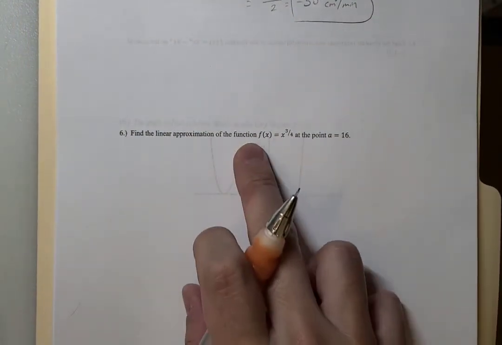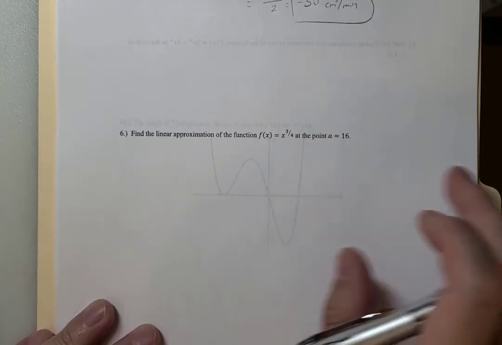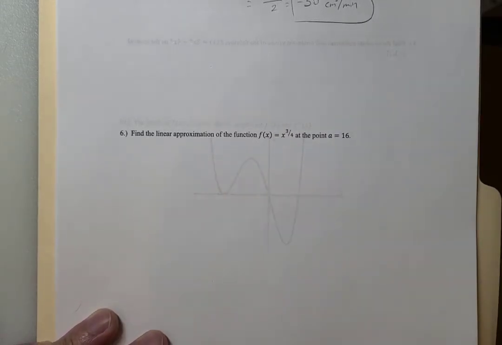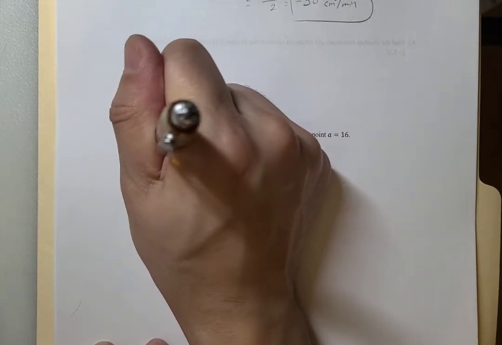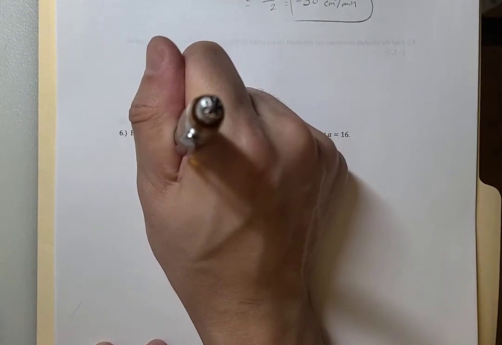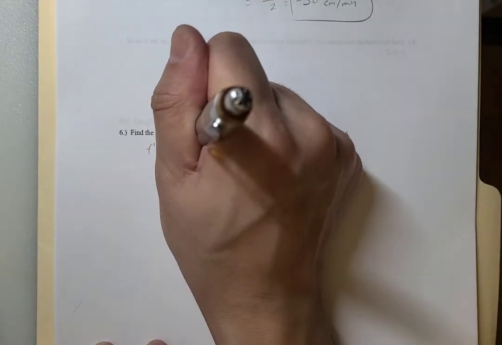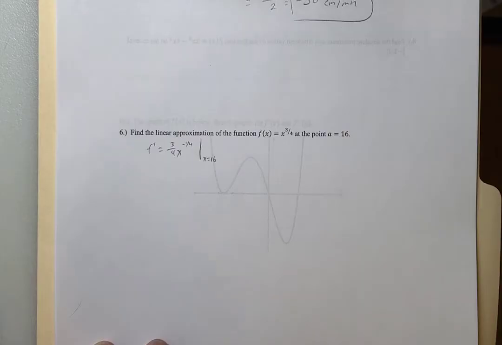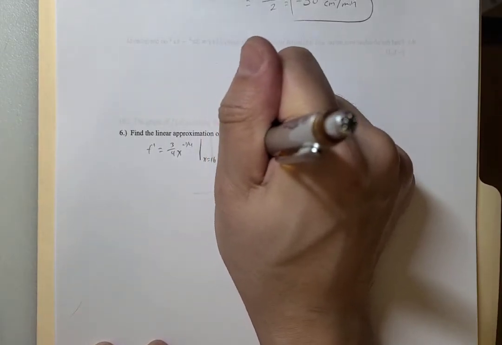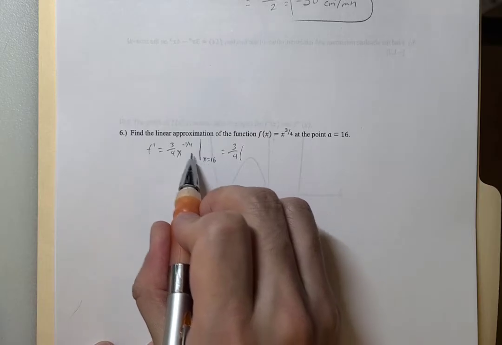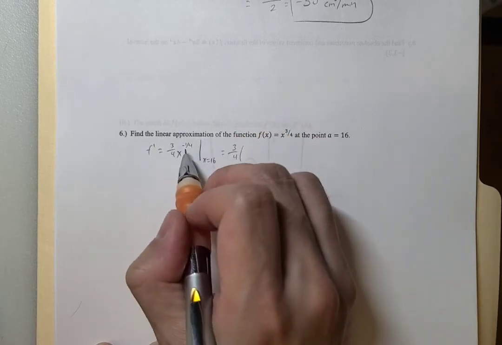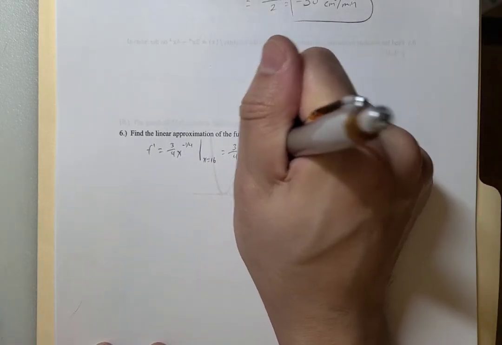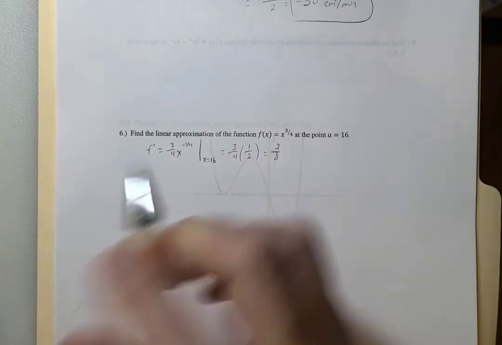Find the linear approximation of this function at the point a is 16. Okay, linear approximation is the exact same thing as tangent line. Okay, so let's find the equation of the tangent line. X is 16. Okay, so find the slope of the tangent line, we need f prime. So that would be 3 over 4 x to the negative 1/4 power. We evaluate at x is equal to 16. So that would be 3 over 4 times, well, 16 to the 1/4 power is 2, because 2 to the 4th is 16, but it's to a negative exponent, so it'll be 1 over 2. So that's 3 over 8.